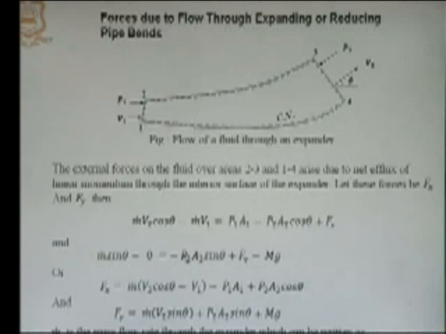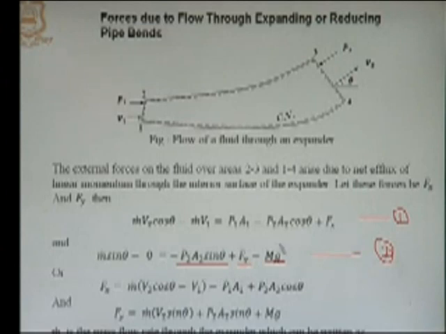So, let us write the forces in y direction. Here it is written, this is equation number 1 in x direction, and this is equation number 2 for y direction. So, in y direction what are the forces? Minus P2 A2 sin theta, since it is acting in a negative y direction, plus Fy, this is acting in positive y direction, minus Mg is the weight of the fluid element enclosed between section 1, 2 and 3, 4.